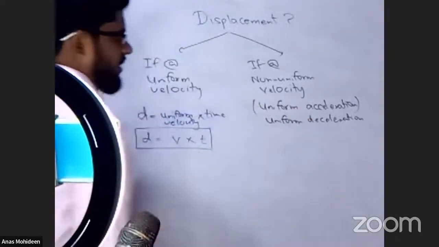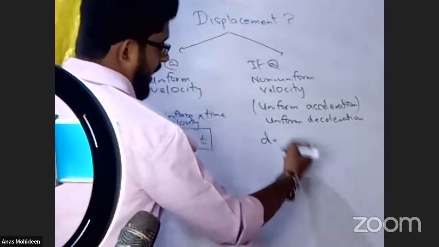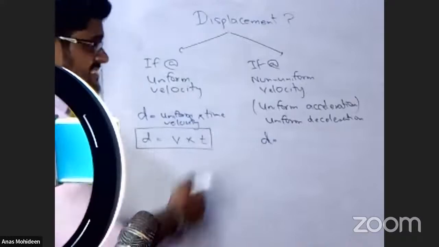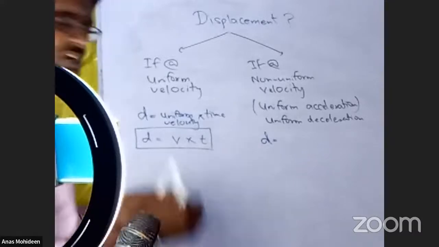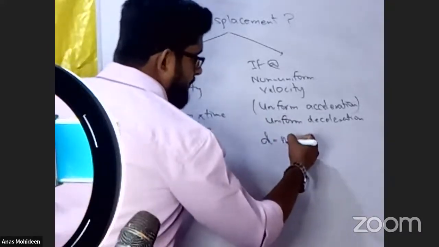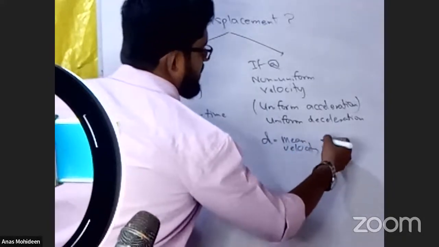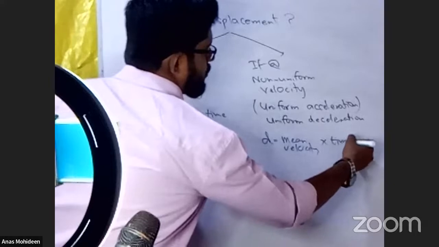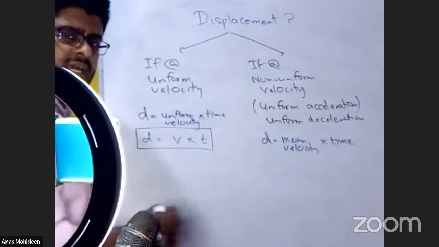Uniform acceleration, uniform deceleration when we are taking, displacement is equal to, I can't use one velocity since there are two velocities here, starting velocity and ending velocity. So since there are two velocities here, I have to take both the velocities. I'm taking the mean velocity. This mean velocity should be multiplied by the time taken.